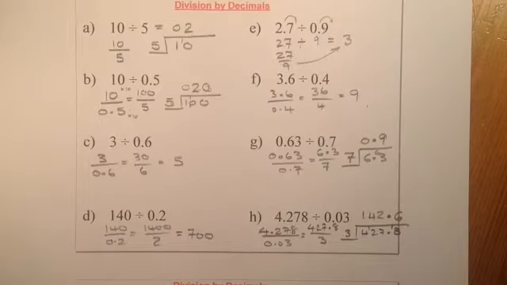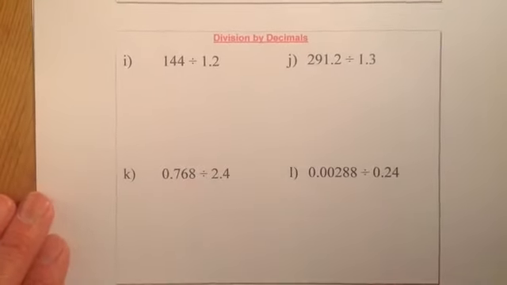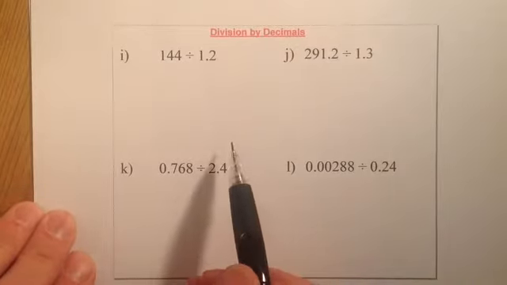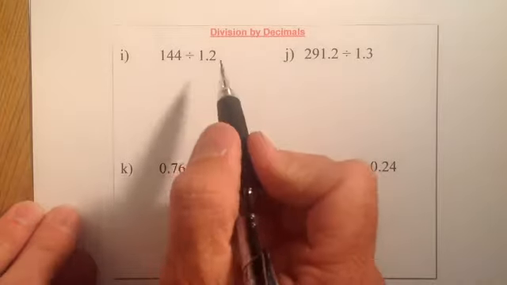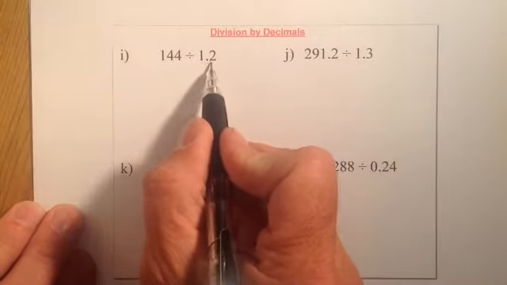Okay, we'll look at some long division with decimals included. So let's have a look at the 4 other questions that are here. Okay, so I'm going to try and use the same methodology as we used above. What I'm going to do is make sure the number that I'm dividing by is a whole number. So what I've got here is 144 divided by 1.2.